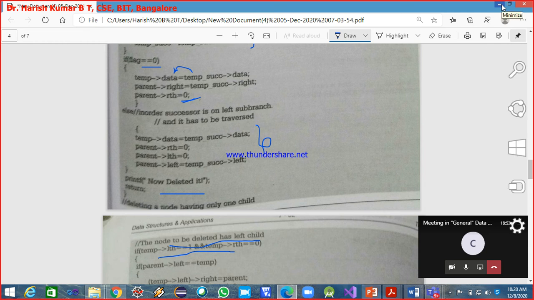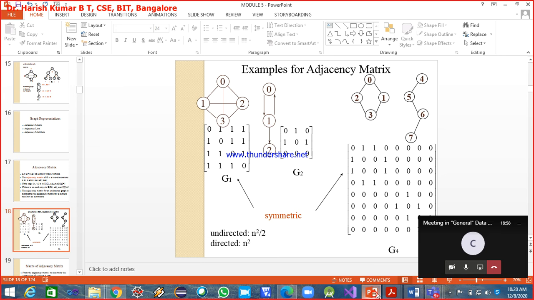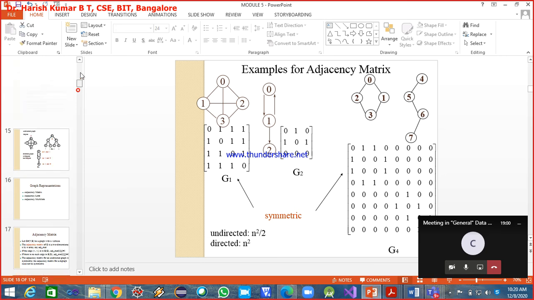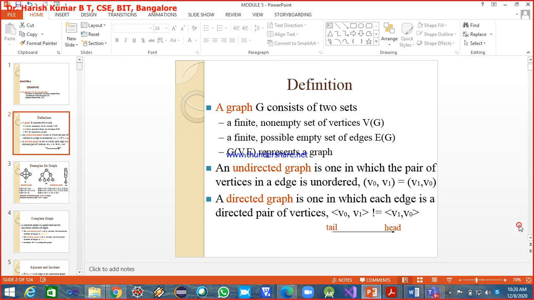After this, what we have is the applications of trees, which I'll be taking later. The last topic of module 4 is the applications of trees, so I'll take that up tomorrow or the day after tomorrow. Now we'll just understand the beginning or the introduction to the 5th module, that is graphs.